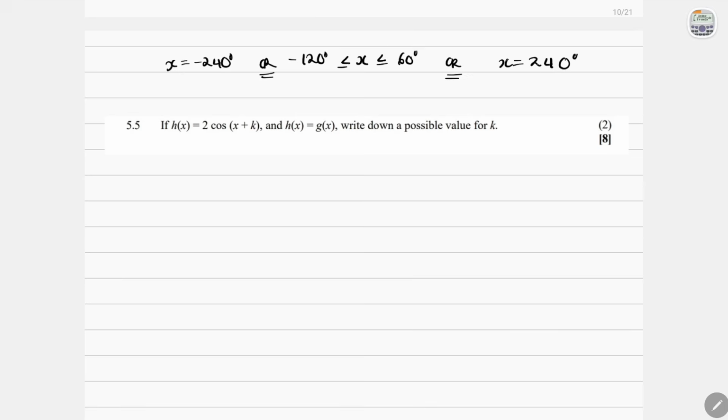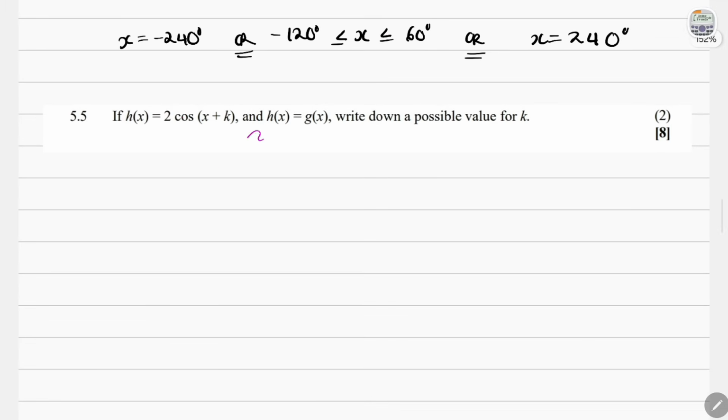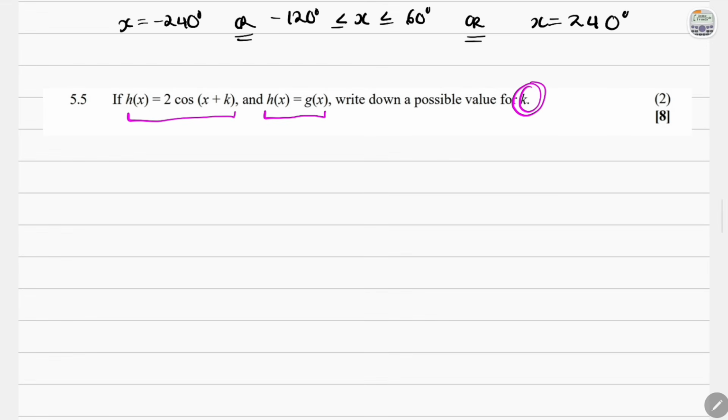Question 5.5 says, if h of x is equal to 2 cos x plus k, and h of x is also equal to g of x, write down a possible value of k. This is a question that has shown up a lot, and this is how you can look at it. We know that h of x is equal to 2 cos x plus k. But we also know that h of x is also equal to g of x.